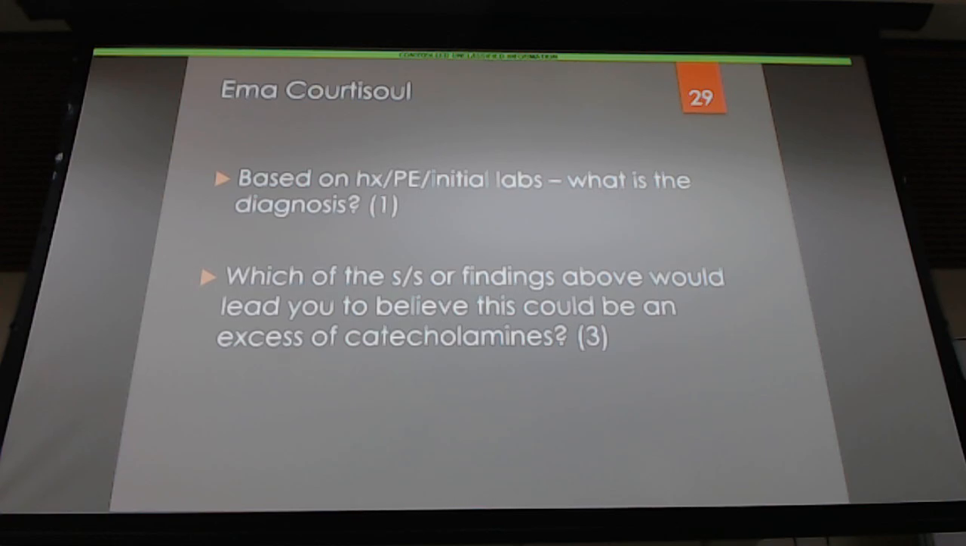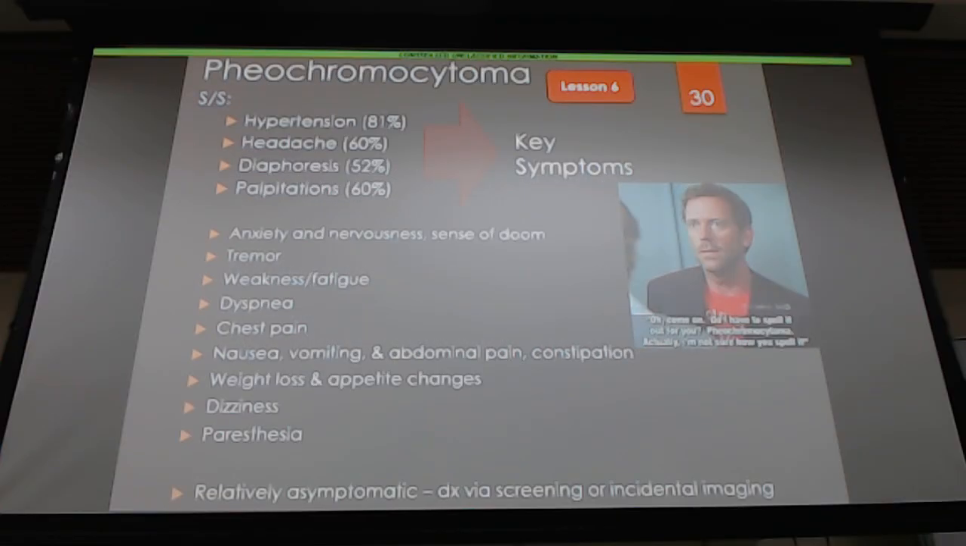Theo, yeah, still Theo. Okay, so which of the signs and symptoms led you to believe it could be excess catecholamine? Yeah, paroxysmal, episodic. She came in with known hypertension, and not everybody with Theos has known hypertension, but the key is it's paroxysmal, episodic, where there's 4 classic things. Obviously, they can have anxiety, tremors, all that, but what are those 4 things that really stand out? Headache, hypertension, diaphoresis, palpitations, right?